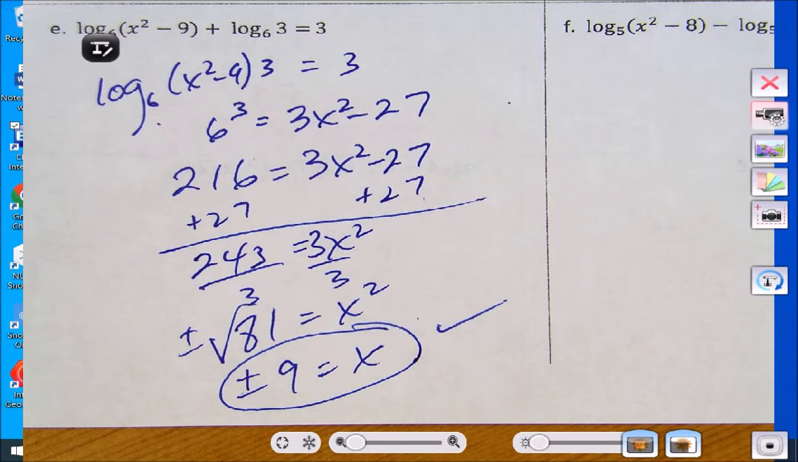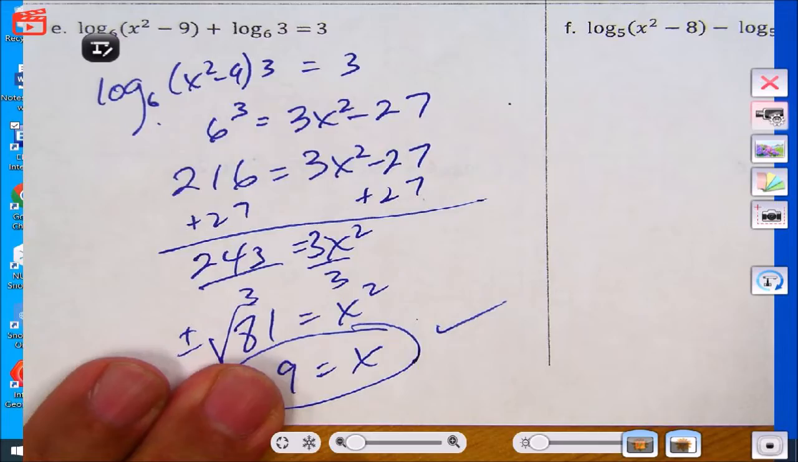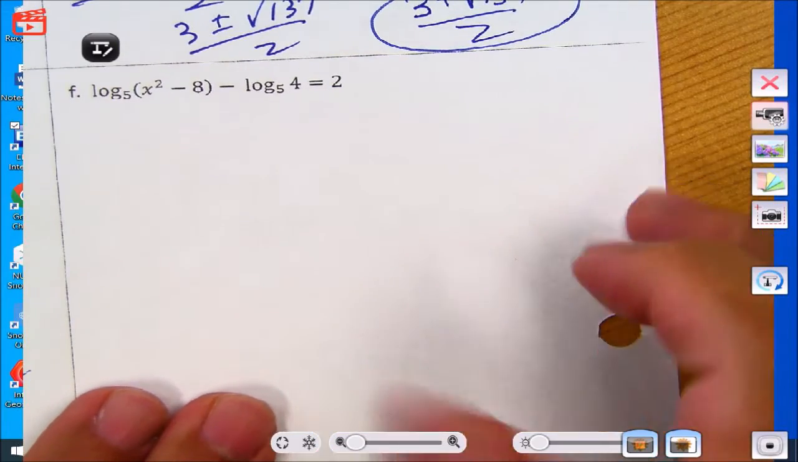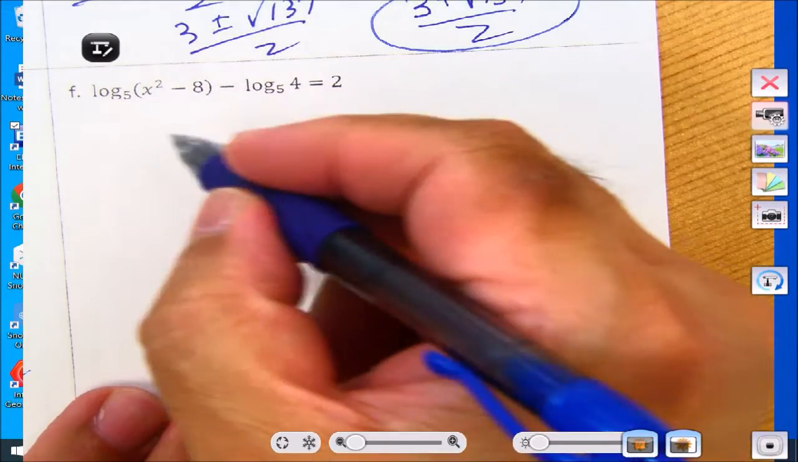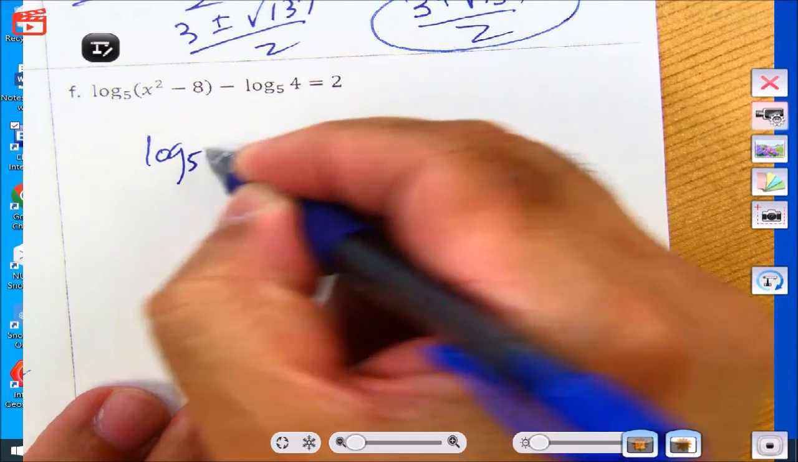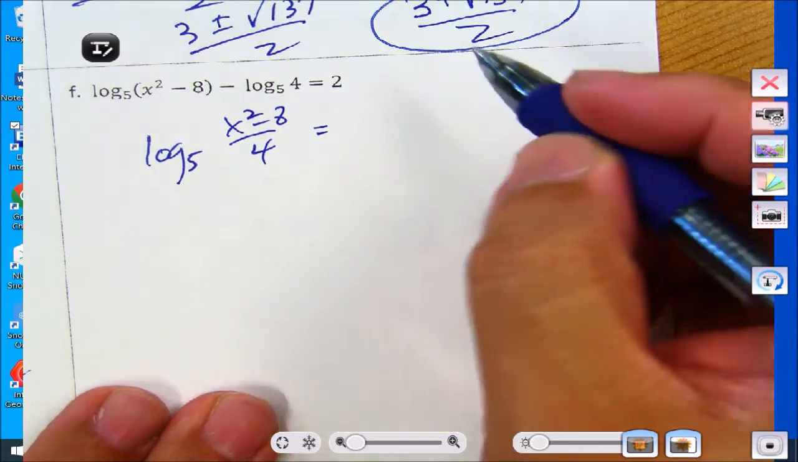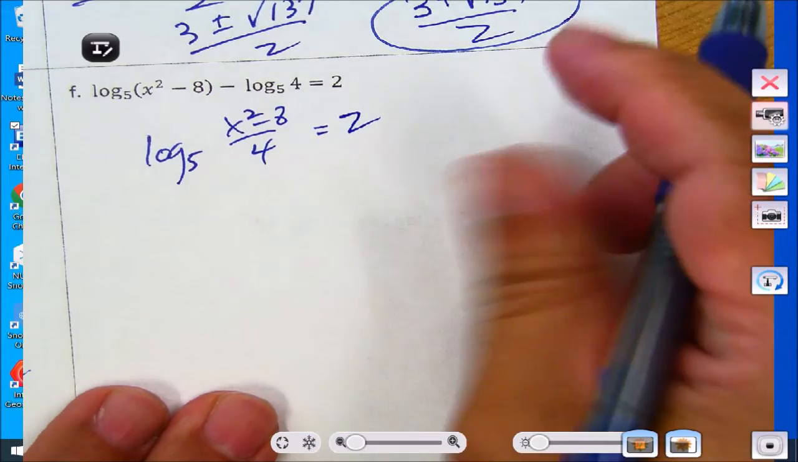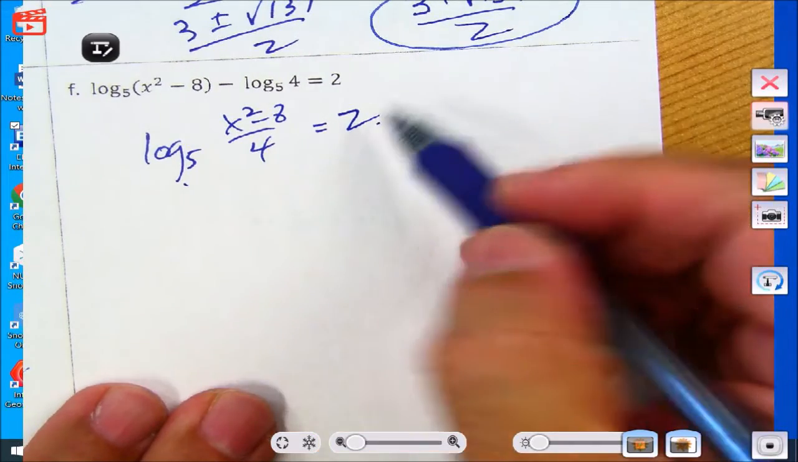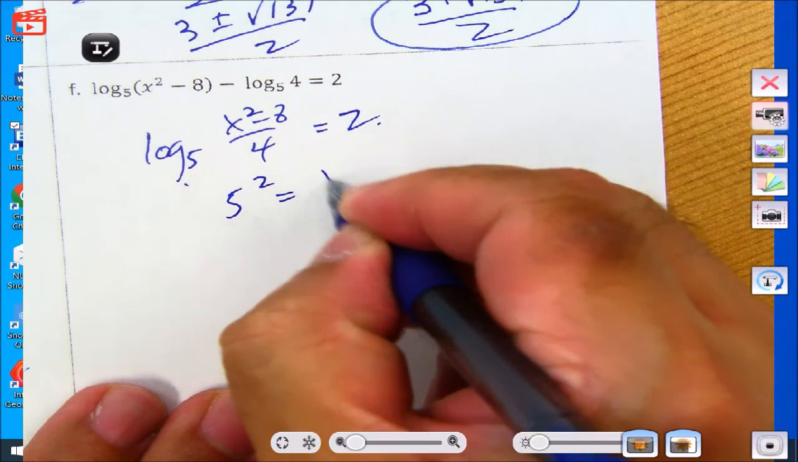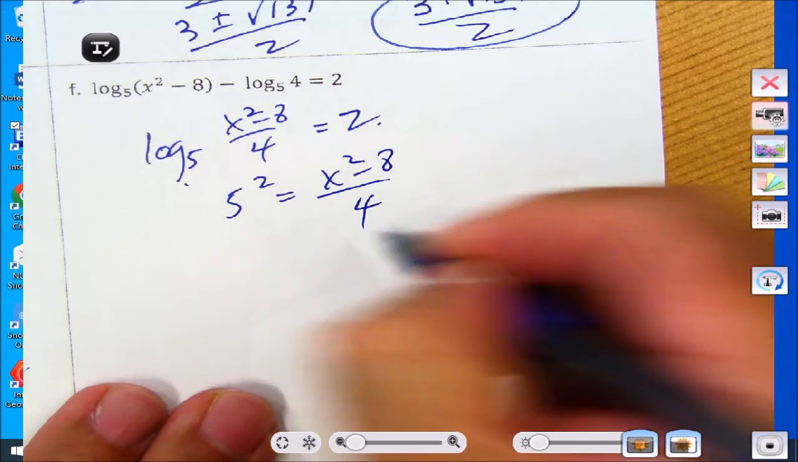Ready for the last example? Last example. It's a minus, so it's a fraction. Log base 5 of x squared minus 8 over 4 equals 2. So it's 5 squared equals x squared minus 8 over 4.